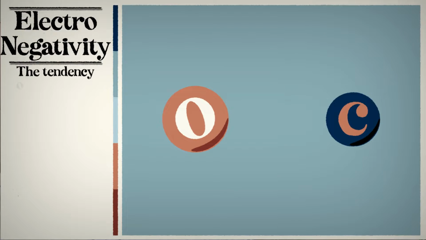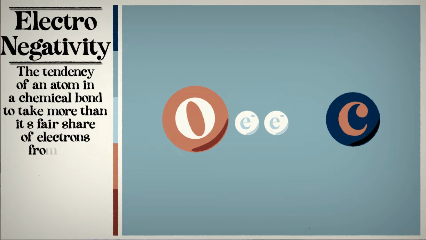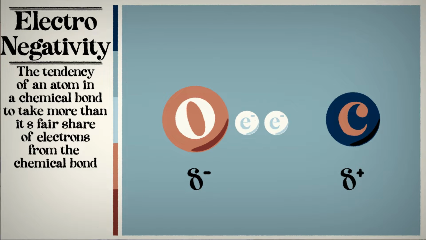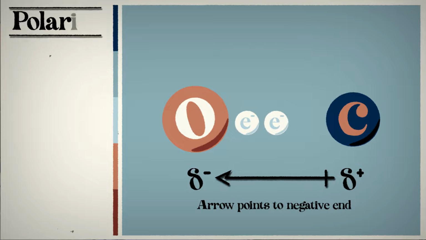In my last video, I talked about electronegativity, which is basically the tendency of one atom in a chemical bond to take more than its fair share of electrons from the chemical bond. That gives it a partial negative character, because those electrons themselves are negative. That means the other atom now has a partial positive character. This difference in character means that this bond is now considered a polar bond.